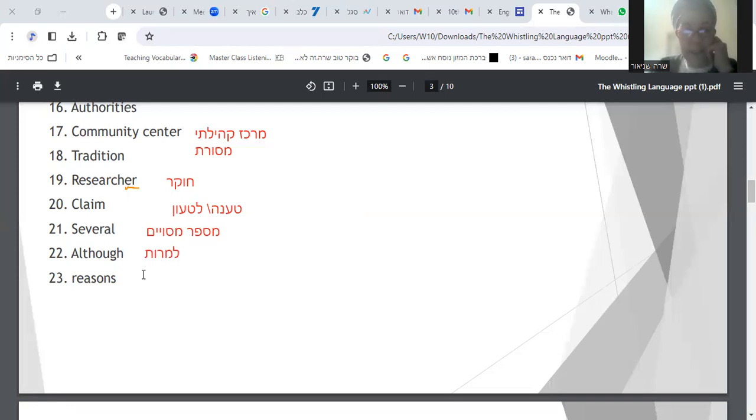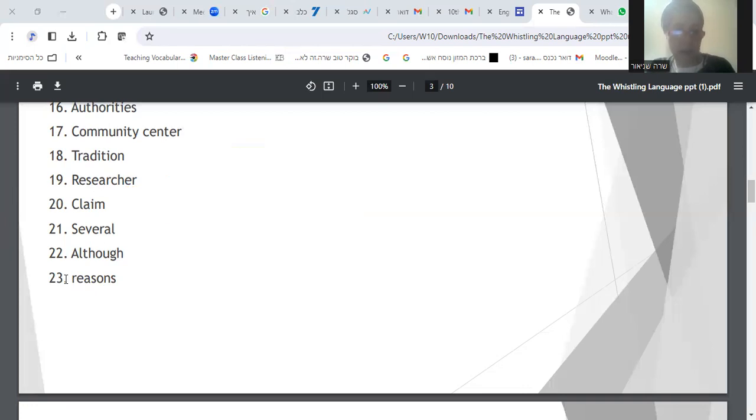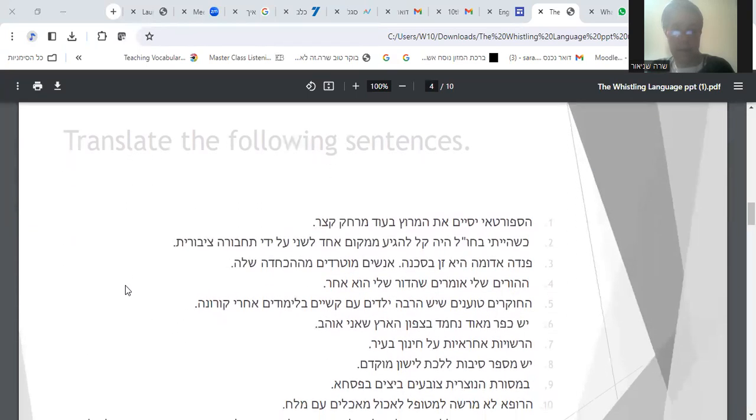The next one is reasons. סיבות. Okay, and I think those are all the words we have for this unseen. And now I will erase them because I'm going to go on to the text. And I am going back to here, and here we go.